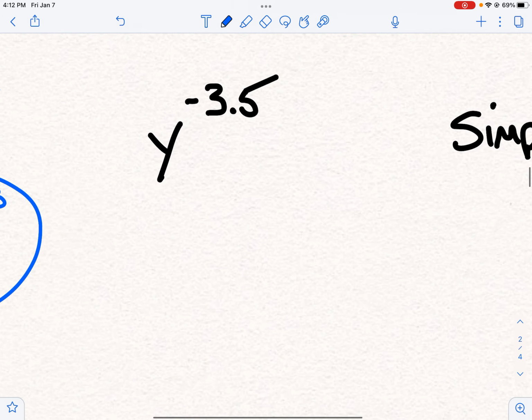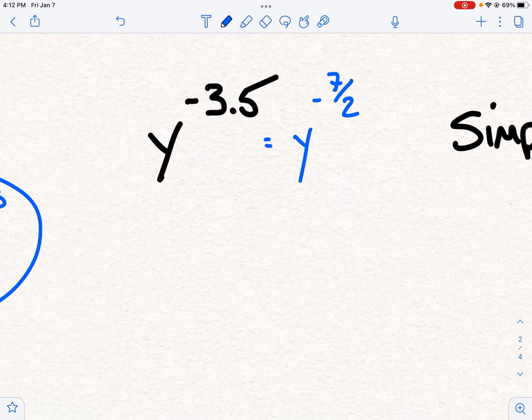Let's go to the middle one. This one looks a little ugly. Y to the negative 3/5 power. All right, I'm not going to be bothered by that. I'm going to turn this into a fraction. And once it's a fraction, I can do the same routine, right? I'm going to grab my index. I'm going to grab my exponent. Now I'm going to grab the negative with the exponent, and I'm going to put negative 7 here, and I'm going to put my base inside.